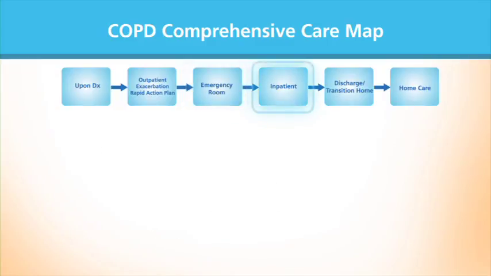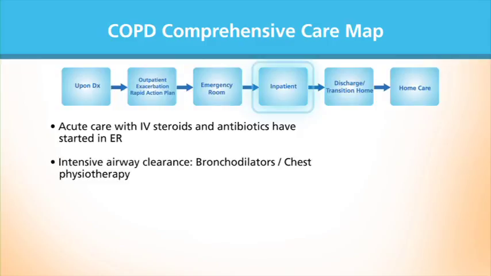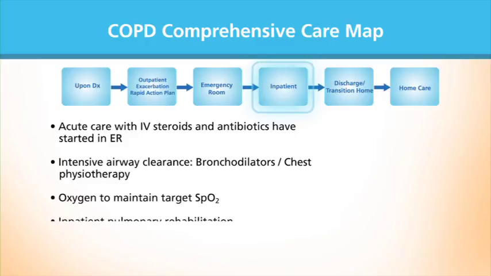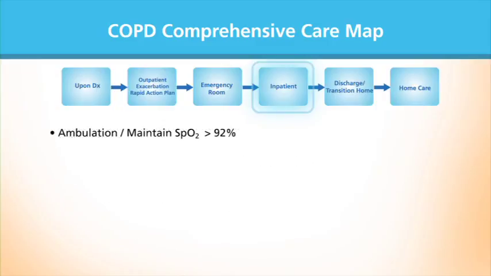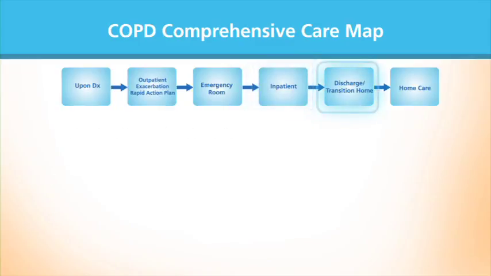For inpatient management, acute care with IV steroids and antibiotics have already started in the emergency room. There needs to be intensive airway clearance. Bronchodilators are needed, and airway clearance techniques such as chest physiotherapy. Oxygen to maintain our target oxygen saturation, inpatient pulmonary rehabilitation with smoking cessation, ambulation, and again maintain the saturation at 92%, and pursed lip breathing, and prepare the patient for outpatient transition so the patient will have a good discharge self-management program.